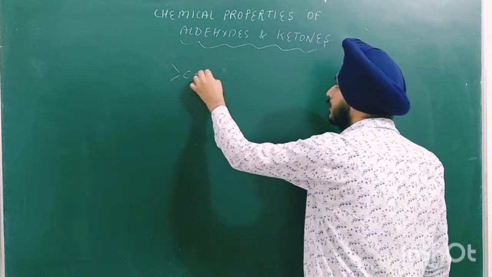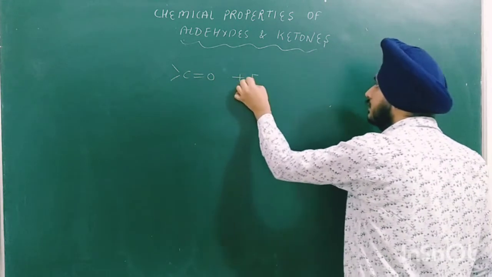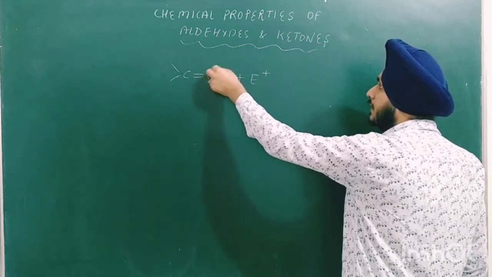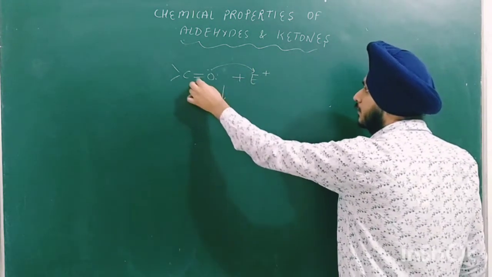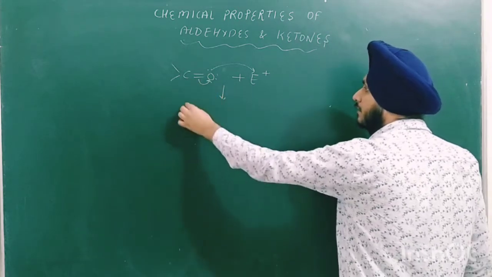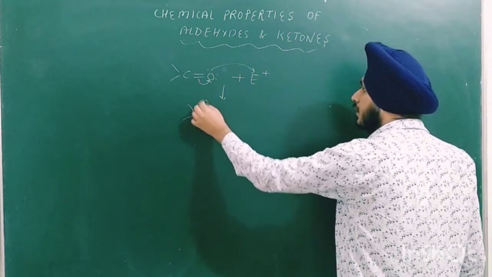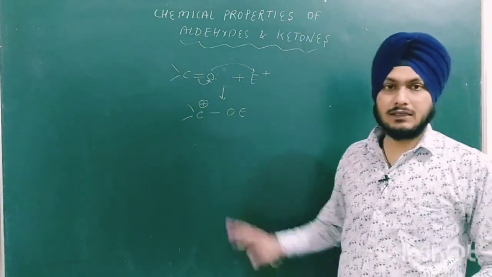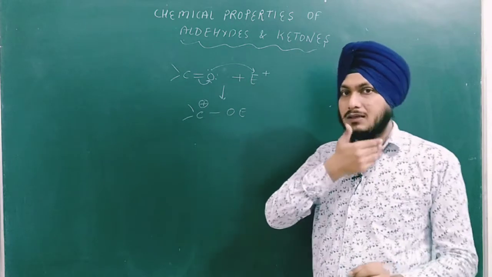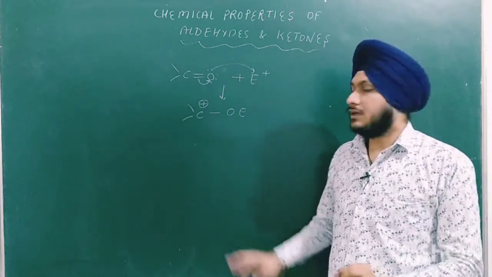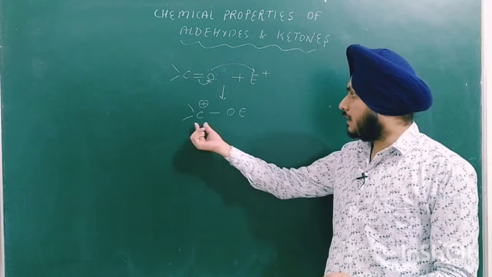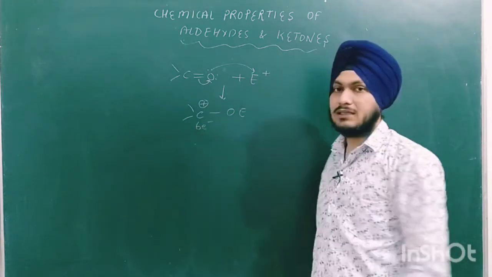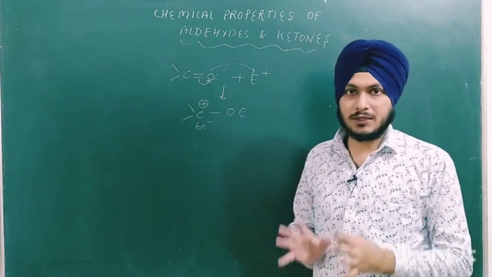This is our carbonyl group and we have to add an electrophile to it. So this lone pair will attract this electrophile and this bond will shift over here, and here we will get the positive charge on the carbon atom. Okay, so if we add the electrophile first, then this will be the product. Now here this carbon has 6 electrons only. That is why it is not a complete octet product.